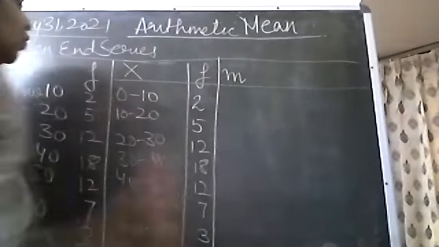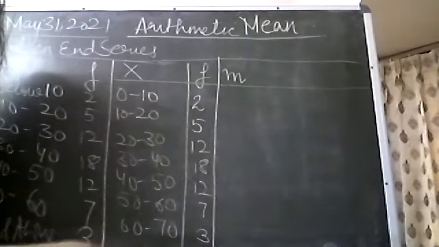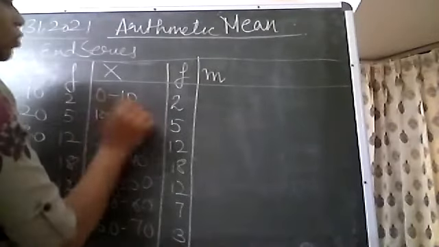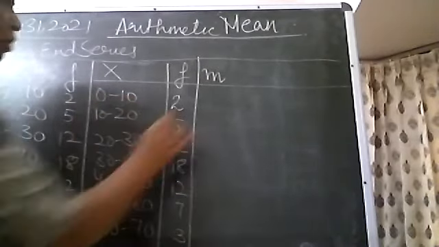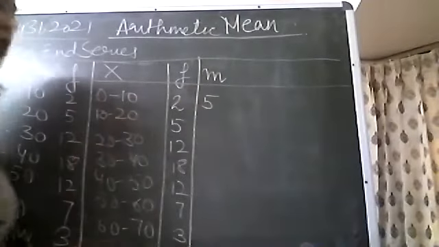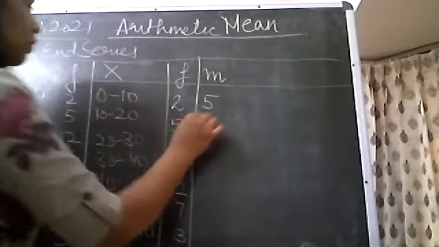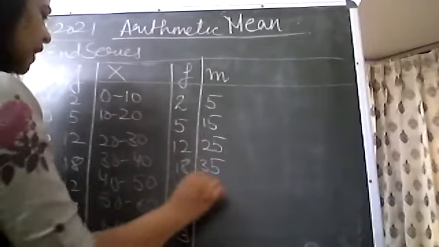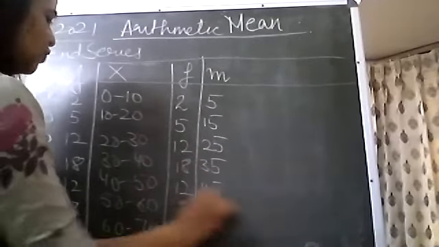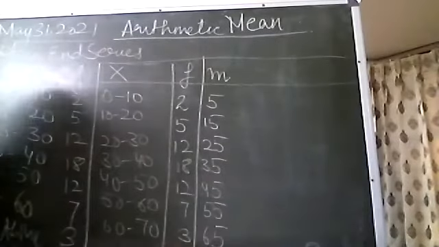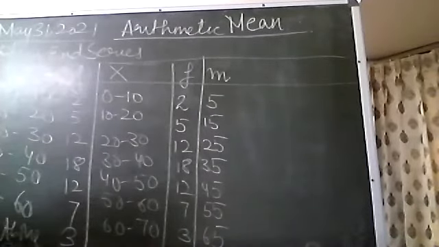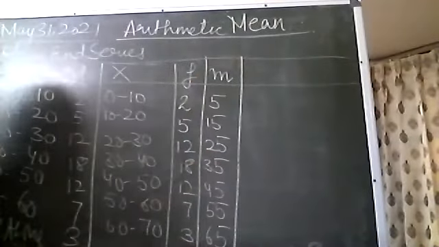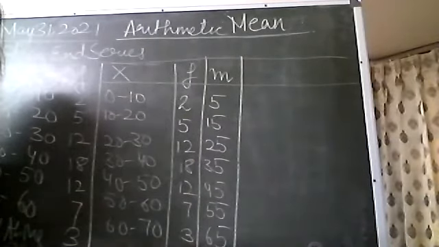So first step is always to find out mid values. Even if you want to make use of direct method or shortcut method, the first step is always the same, that is to find out mid values. 0 plus 10 divided by 2, 5. 10 plus 20, 30 divided by 2, 15. Because equal class interval is there, we will be adding class interval which is 10 to every mid value. So this is mid value.